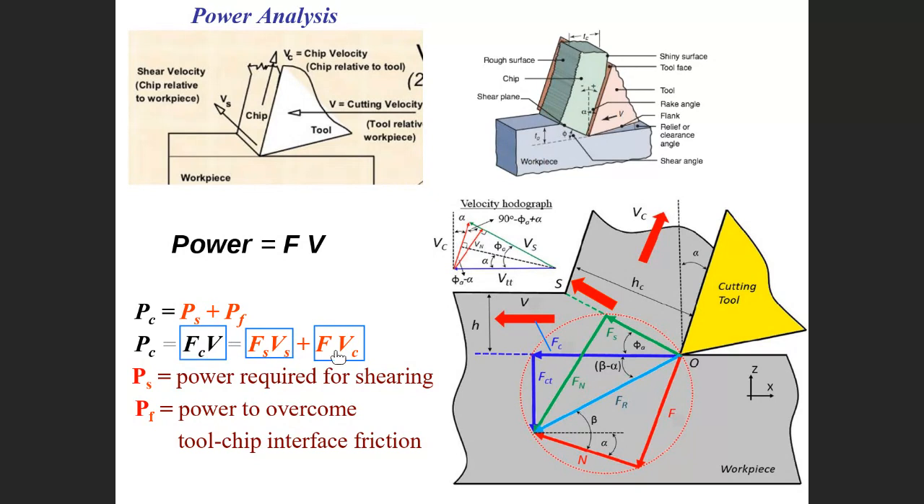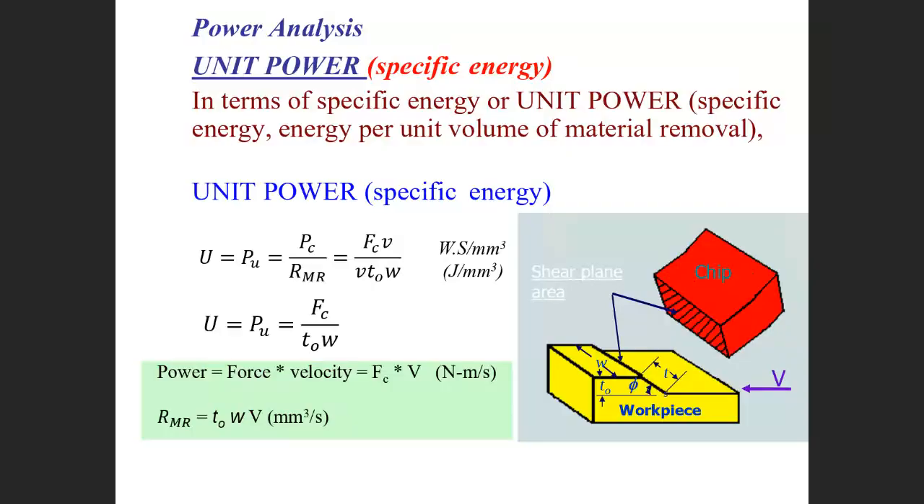So this one should at least equal, or be bigger than, the power needed in the cutting process. So Pc equals Fc V, which equals Fs Vs plus F multiplied by Vc. Any question? These are the three components of the power: the main power delivered by the tool, the power for shearing the material, and the power to overcome the friction in the cutting zone.